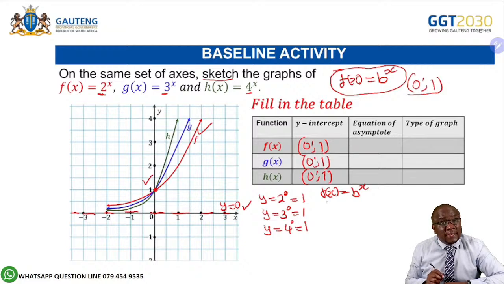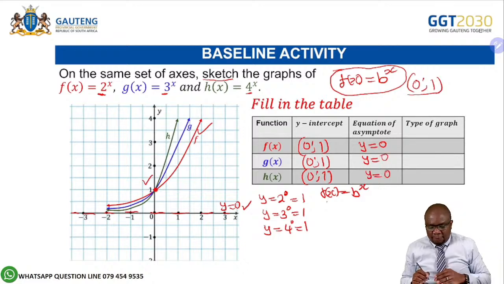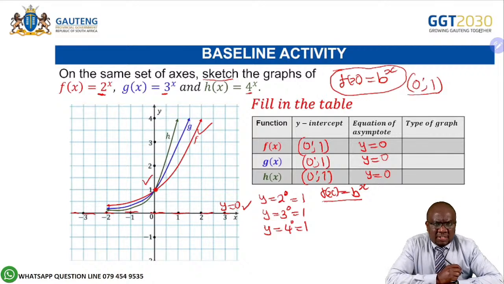What about the equation of the asymptote? For all of the three, you see that they are approaching this line y is equal to 0, but they are never going to cut it. They are approaching the imaginary line y is equal to 0, but the graphs never touch the line or cut it. So the equation of the asymptote will be y is equal to 0. Do you see that? For an equation in this form, the equation of the asymptote is y is equal to 0.